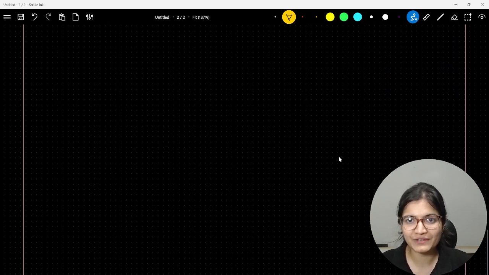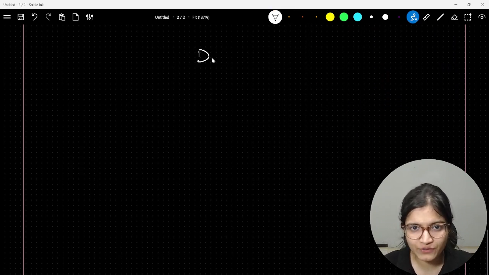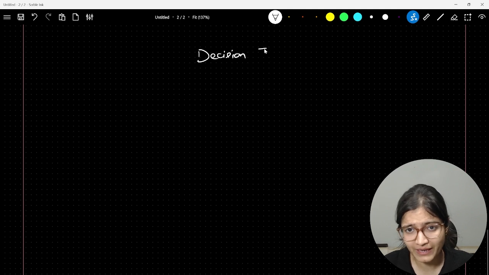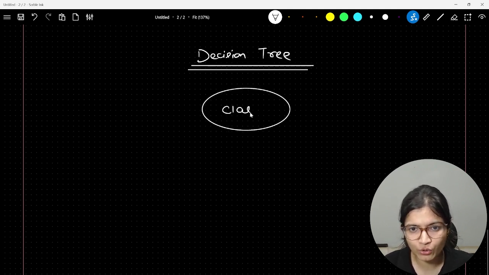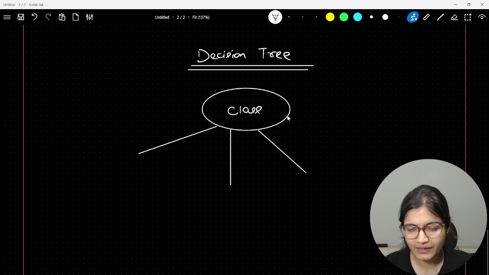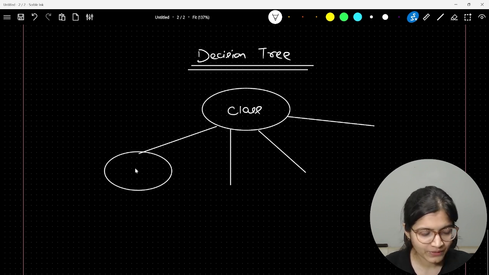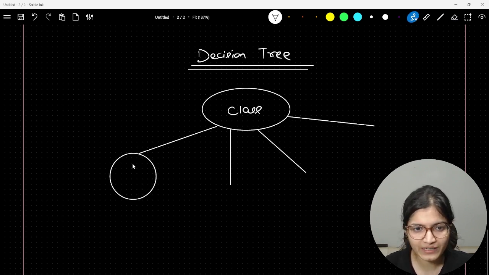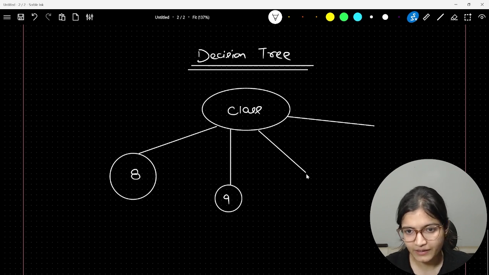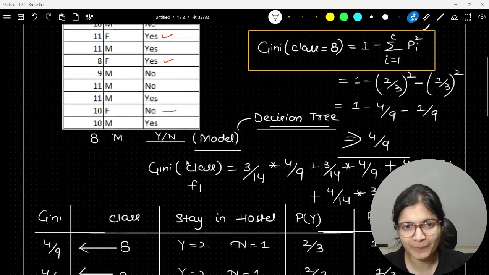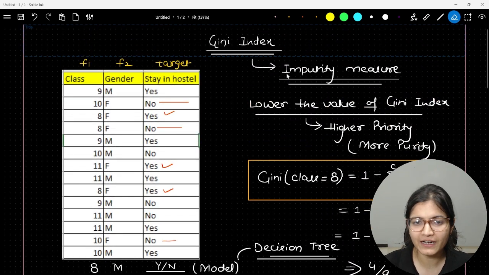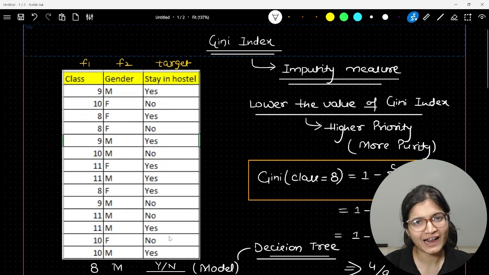So in my decision tree, when the decision tree is created, the class will become my root node. Okay, the class will become my root node. In that specific class, we have 8, 9, 10 and 11. So we will have 4 separate classes, 8, 9, 10 and 11. Now further, what will happen? On the basis of that, we will divide our data with respect to gender and stay in hostel.